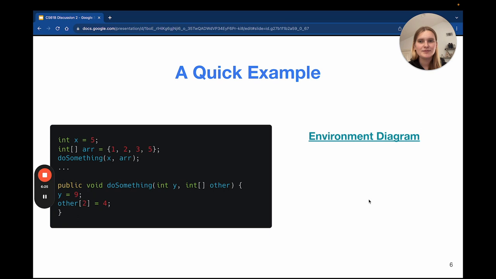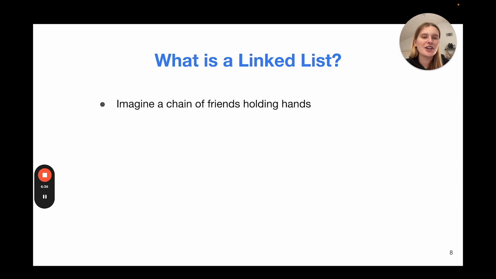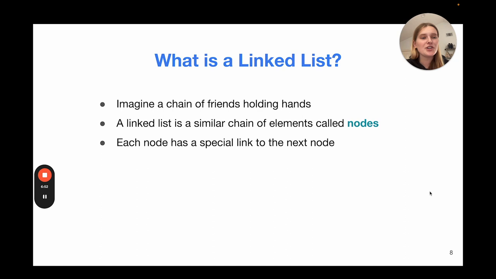So now let's talk more about linked lists in Java. What is a linked list exactly? You can imagine a chain of friends holding hands. That's a good way to think about a linked list. It's similar to that chain of friends, but instead it's a chain of elements that we call nodes. So each element in that linked list is called a node, and then each node has a special link to the next node.